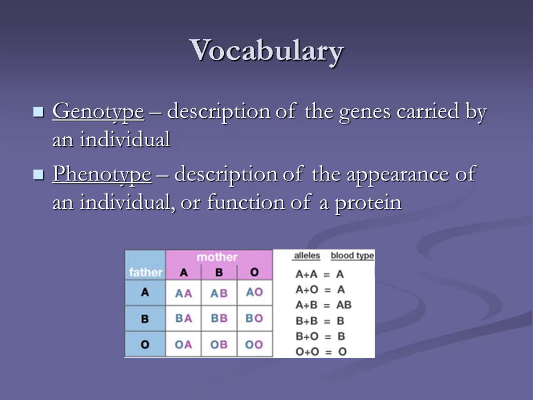Do you see the distinction? Genotype, gene, phenotype, physical. Okay? The G and the pH. That's how you can keep those aligned in your mind.